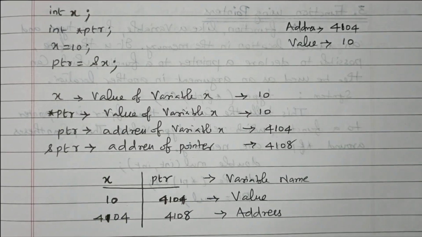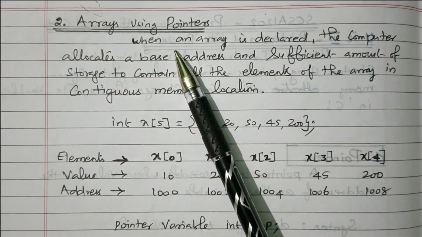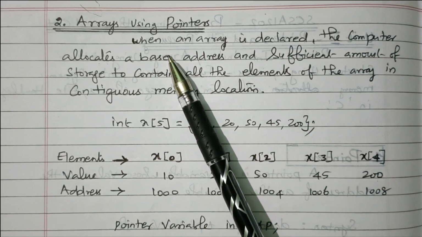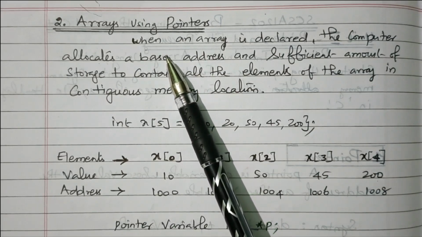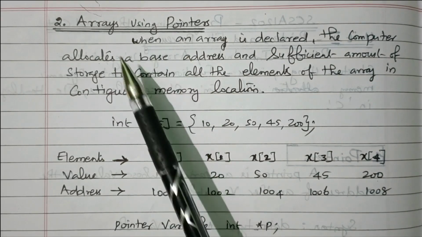I will go to the next point. So the next is arrays using pointer. Now we referred only to single variables. If you want to use a set of variables, we use an array. How do we implement pointers with an array?